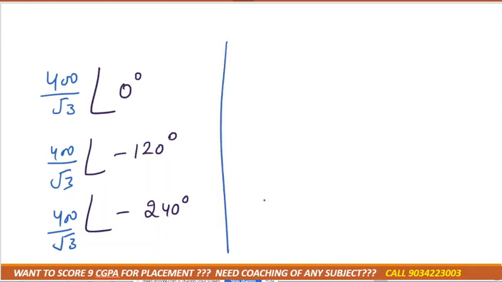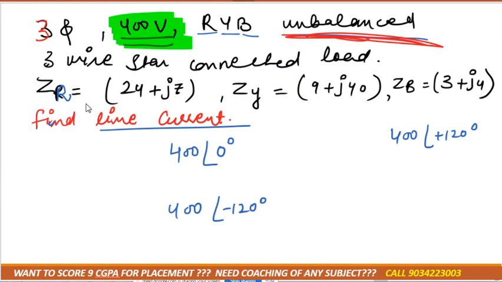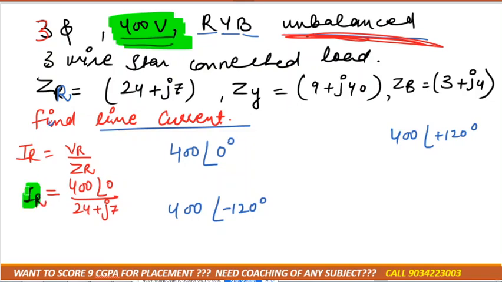Okay. Now we need to calculate the current. Current is IRY. IRY would be how much? Obviously VRY divided by ZRY. Yes or no? Right? Or we can say the current IR is equal to VR divided by ZR. Right? VR is how much? 400 angle 0. ZR is how much? 24 plus j7. Can we solve it for IR? Tell me. In the rectangular form, we can convert it into the polar form, then we can further solve it.